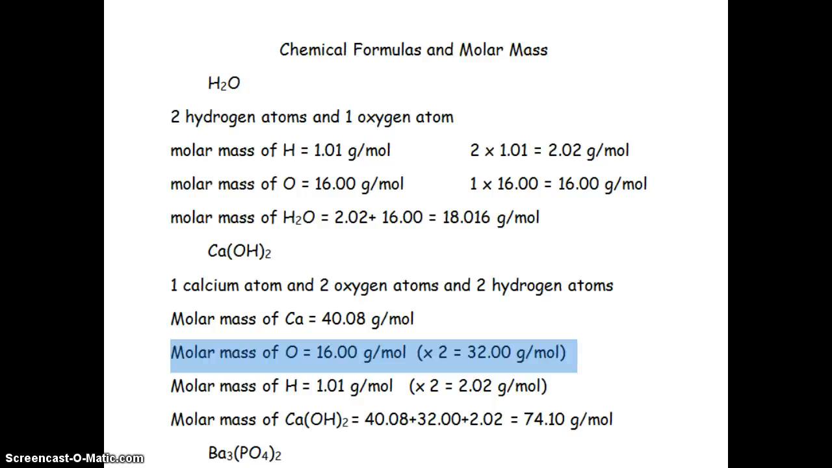All right, let's talk about chemical formulas and molar mass. Chemists use formulas to show the composition of molecules. For example, the well-known water contains 2 hydrogen atoms and 1 oxygen atom.